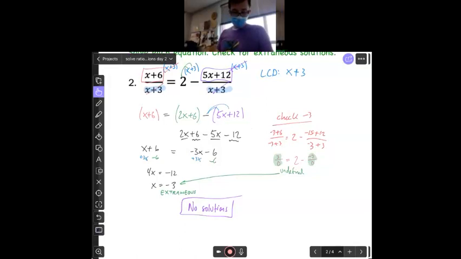Okay? Again, this is what it means to be extraneous. This is what you're looking for. See that plugging negative 3 into here would make that 0. Well, can't use negative 3.